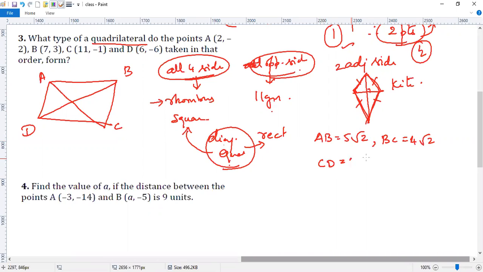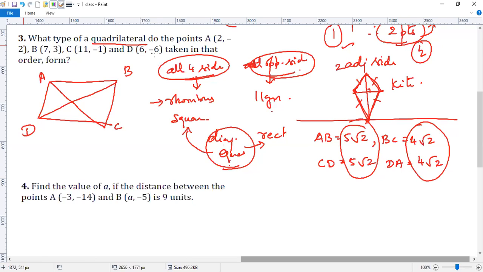CD is 5 root 2, and DA is 4 root 2. So you can very easily see that opposite sides are equal. According to the question given to us, when you take the coordinates and apply the distance formula, you get these to be the distances.